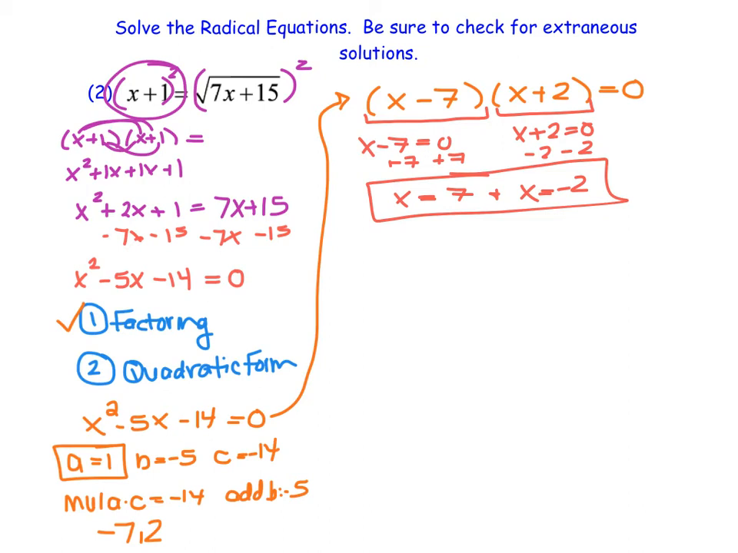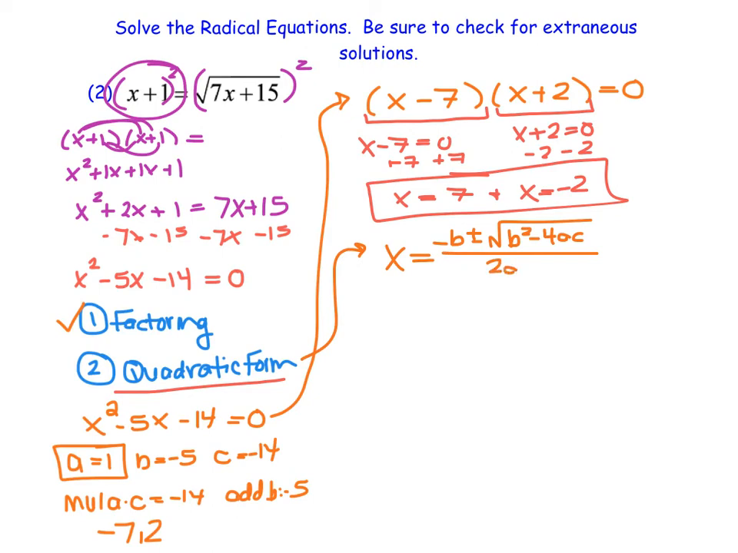Now, if you use the quadratic formula, which is definitely an option, you're going to end up with the exact same values. So if you can't remember the quadratic formula, I will write that down here for you very quickly. The quadratic formula, if you need to remember it, is x equals negative b plus or minus the square root of b squared minus 4ac all over 2a. But remember, you can use factoring or the quadratic formula.